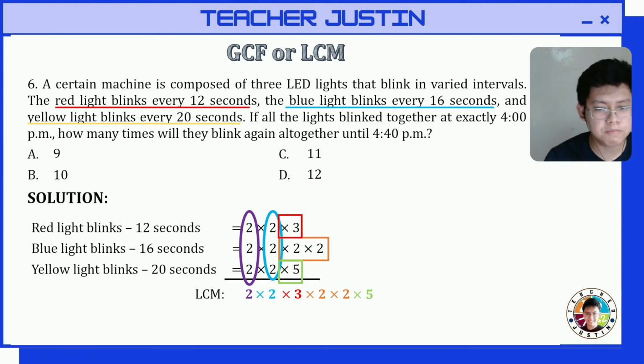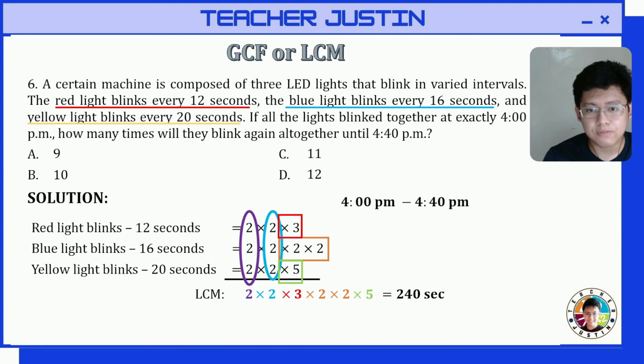So, pagka-multiply natin si 2 times 2 times 3 times 2 times 2 times 5, that will give us a product of 240 seconds. So, ito yung time na sabay-sabay silang iilaw. So, every 240 seconds, they will blink together. Ang next natin kukunin is the number of times that they will blink in the span of 4 p.m. to 4:40 p.m. So, yan yung time frame nila.